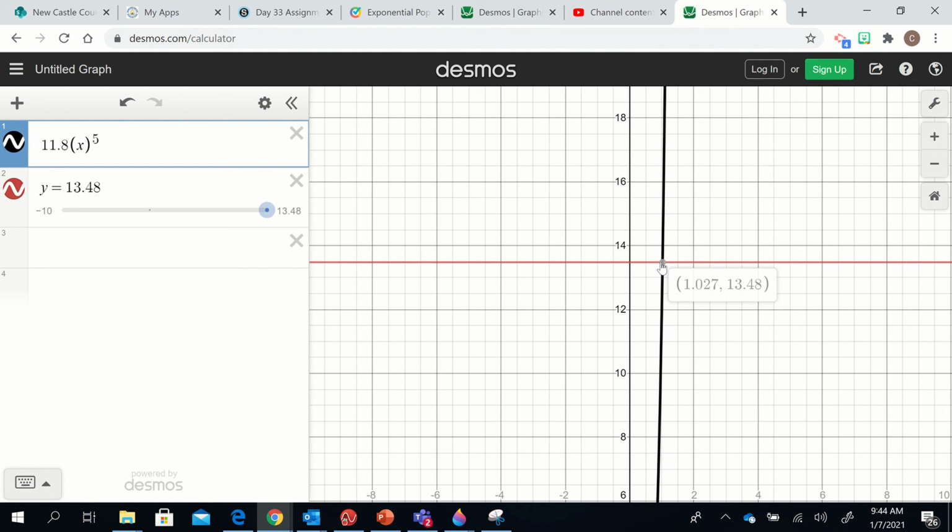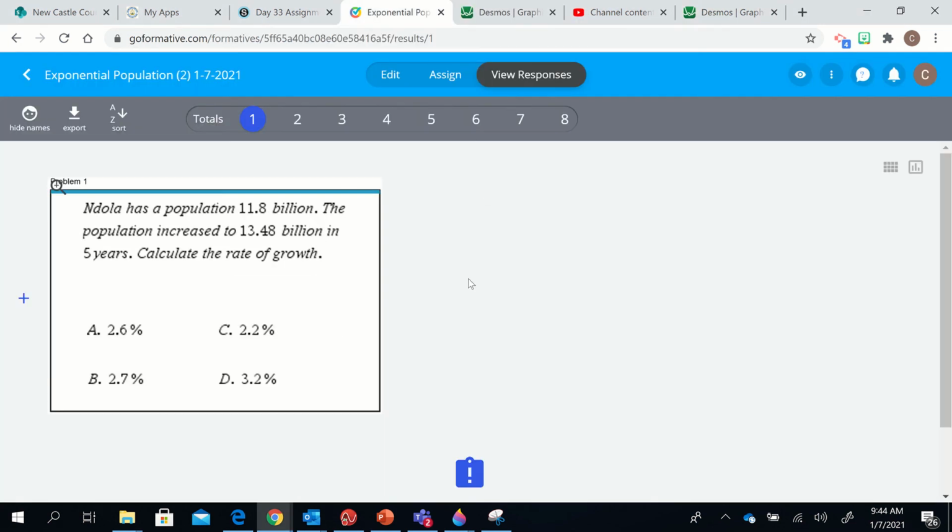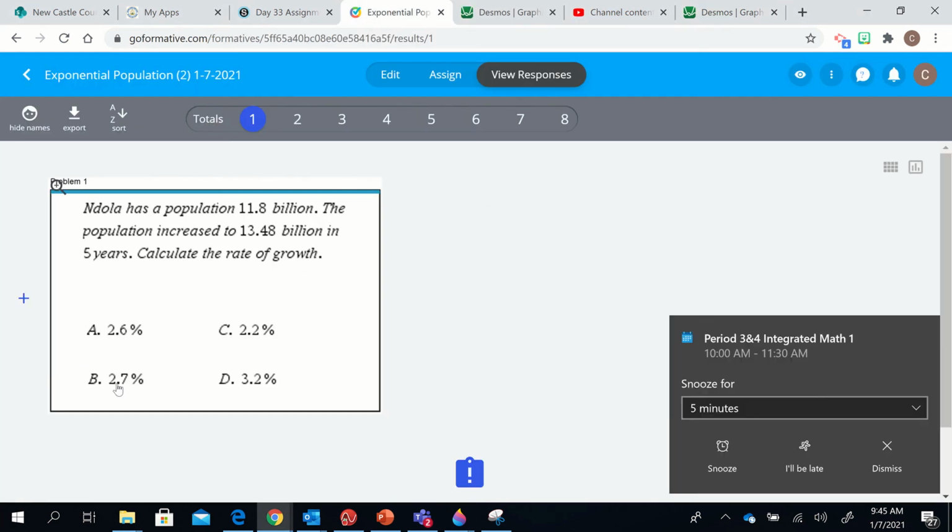The other side of the decimal, that is the growth. So the growth is 2.7%. It's not 27%. It's not 0.027%. The decimal point needs to be moved twice. So it's 2.7%. And when we go back, 2.7%.